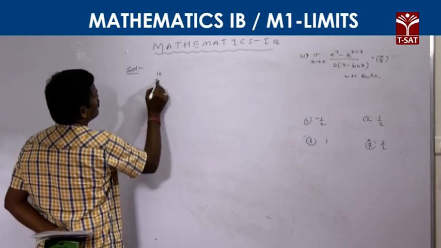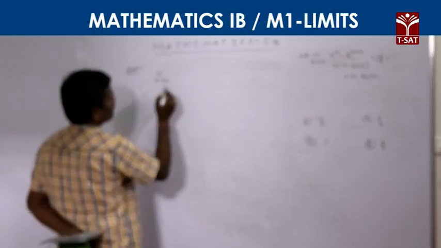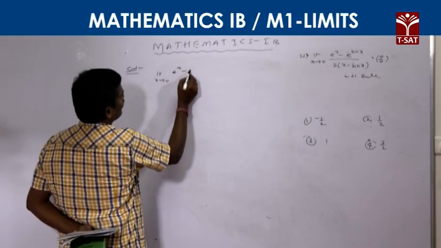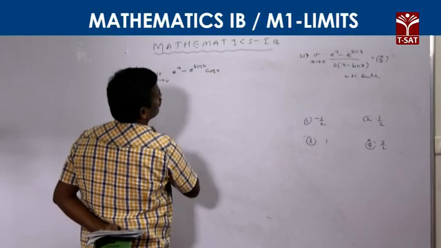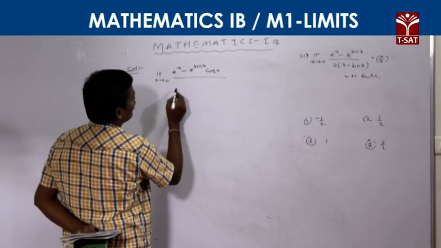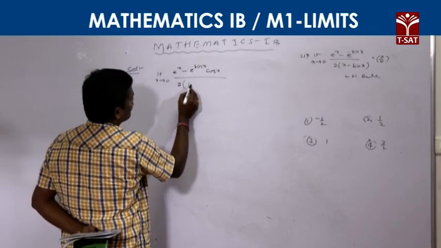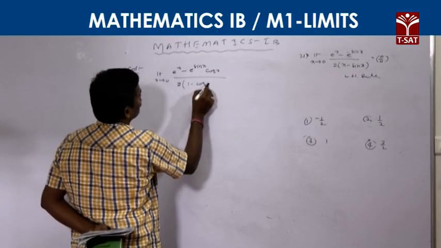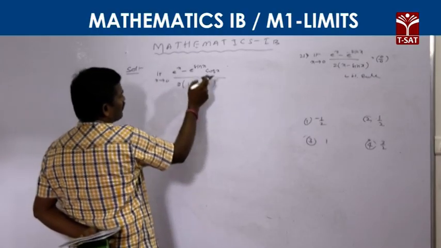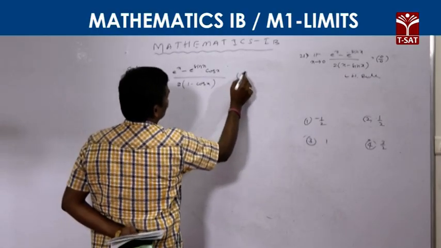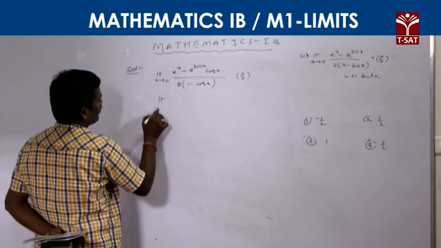Limit x tends to 0. The first derivative of the numerator: derivative of e^x is e^x, minus e^(sin x), whose derivative is e^(sin x) times cos x. In the denominator, the derivative of 2 is a constant, x's derivative is 1, and sin x's derivative is cos x. When we substitute x equals 0, it again goes to 0 by 0 form. Again we need to go for the second order derivatives.